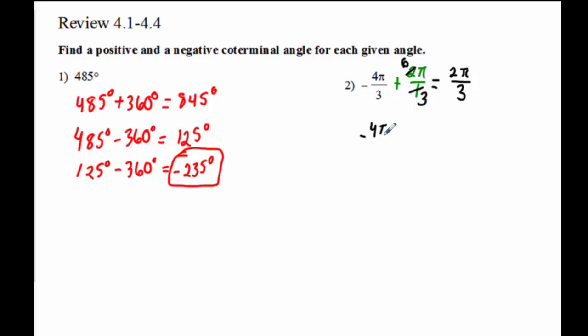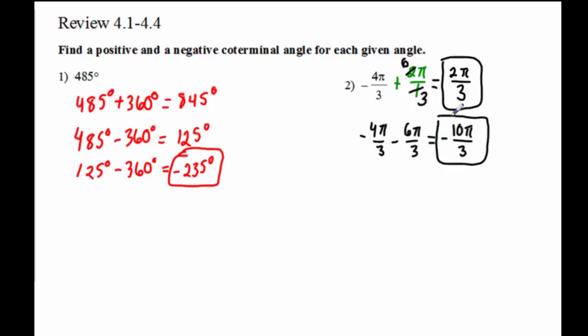So negative 4 pi over 3 minus, and go ahead and use what you got for your common denominators, so 6 pi over 3. If I subtract those, that's negative 10 pi over 3. So those are my 2 answers. And because I got a positive and a negative, I don't have to worry about adding or subtracting again. If I could have simplified those fractions, I would want to, by the way. Questions on 1 and 2?